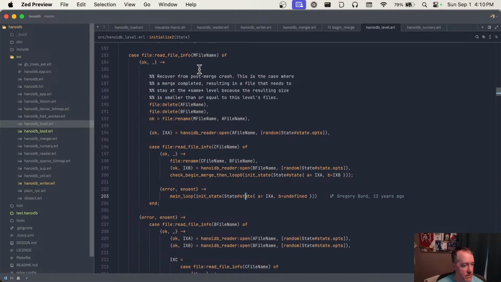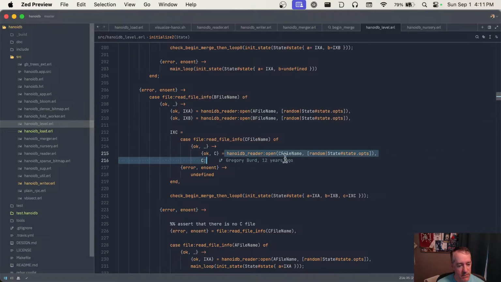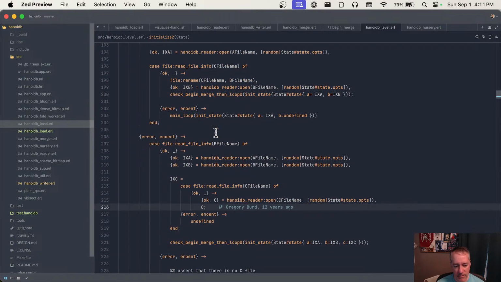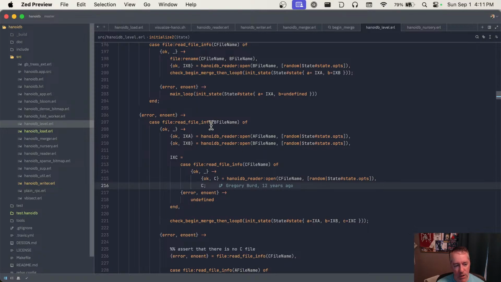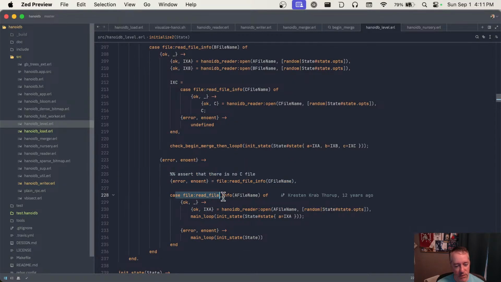Okay, and then there's this other case. If there's no M file, then if you've got a B file, then open A and B. And then potentially C. If C exists, then you open C. If not, then it's undefined. So I guess the idea is if you have an M file, you're going to have an A, or if you don't have an M file, you're going to have an A and B? Does that invariant hold? Oh, but this one is saying if you do have a B, so you won't have a B unless you have an A.